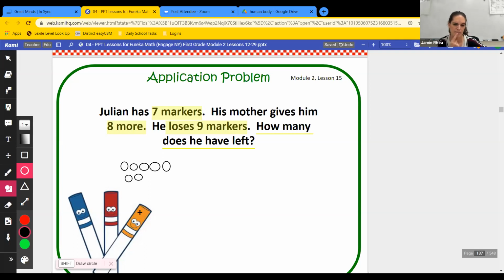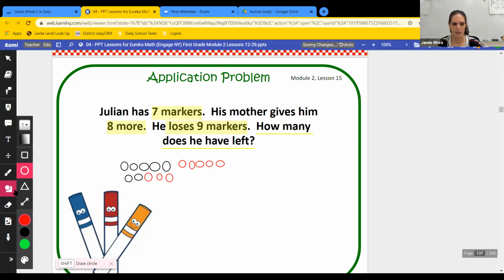Could I maybe add those 8 more to the 7? Yes, I can. I'm going to make it a different color. So I'm going to keep making here to make 10. So let's see, 8. Let's see, 1, 2, 3, 4, 5, 6, 7, 8.